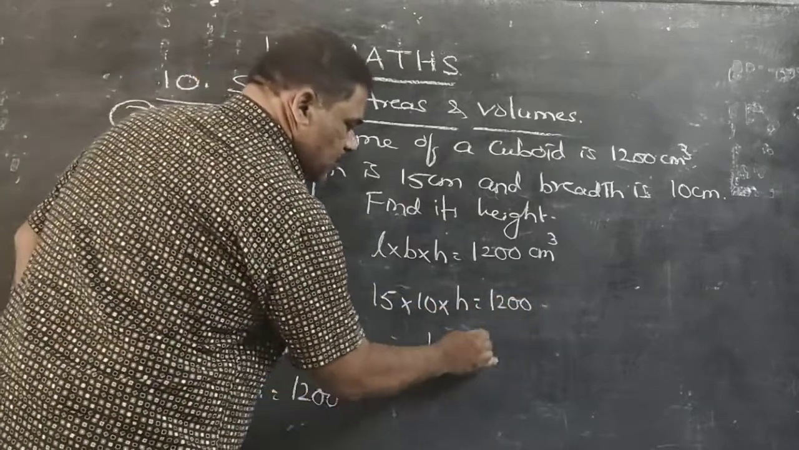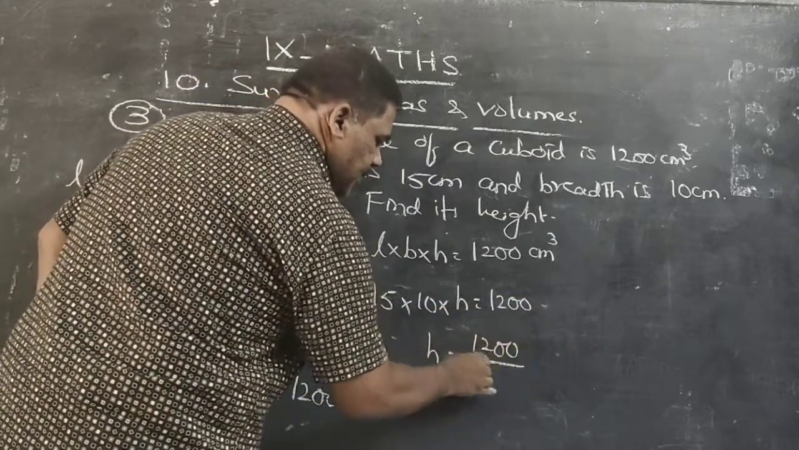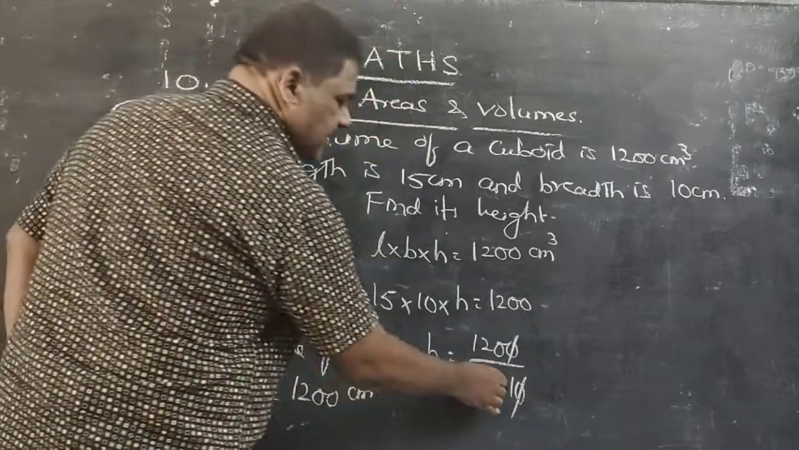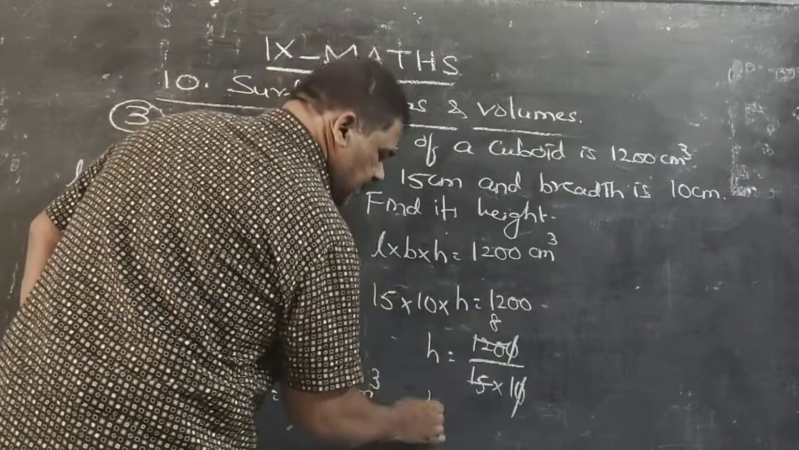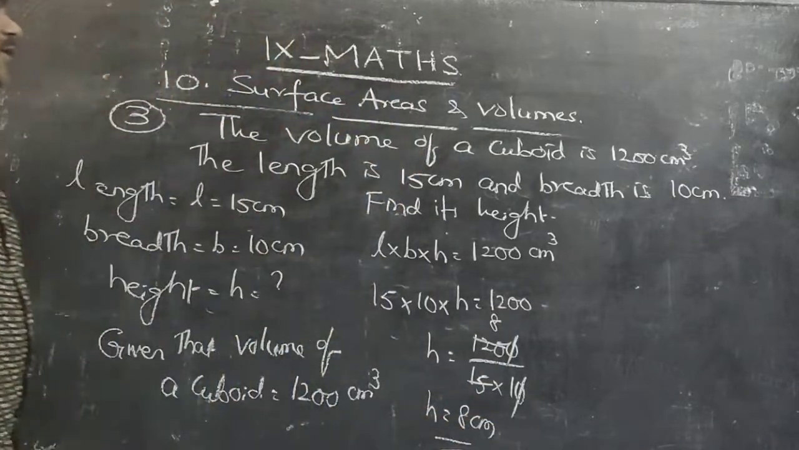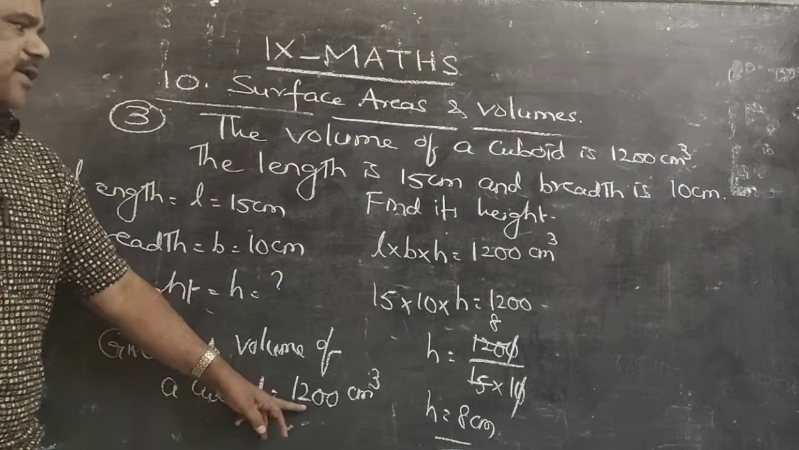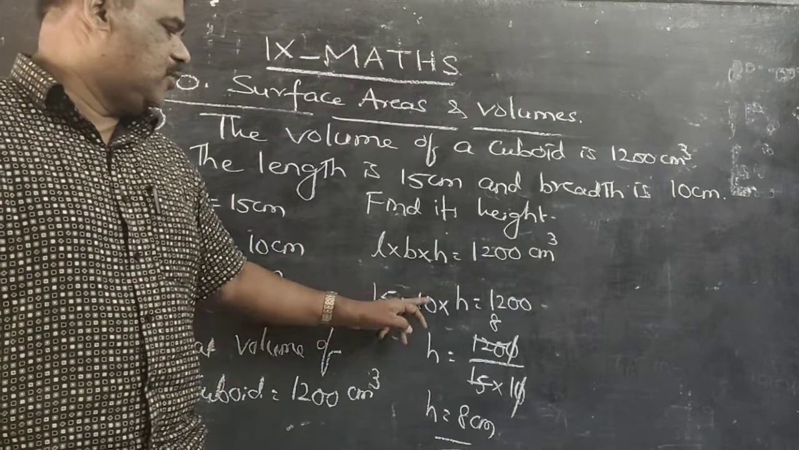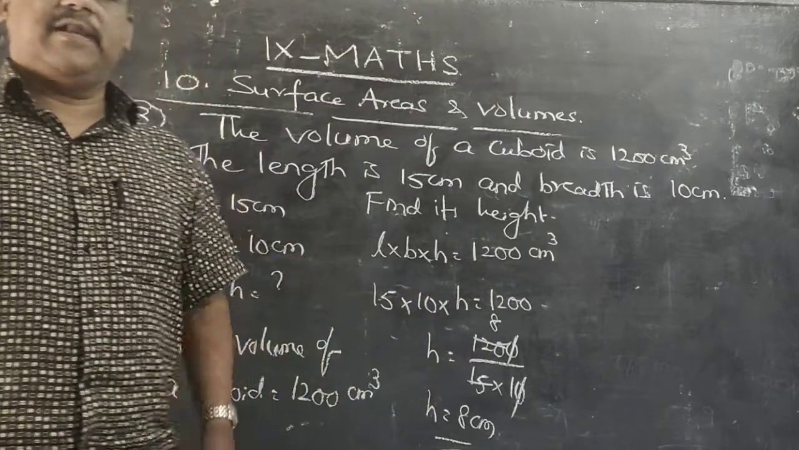So H is equal to 1200 by 15 into 10. 0, 0 you can cancel. 15 8s are 120. So H is equal to 8 centimeters. So volume is given 1200. L into B into H is 1200.